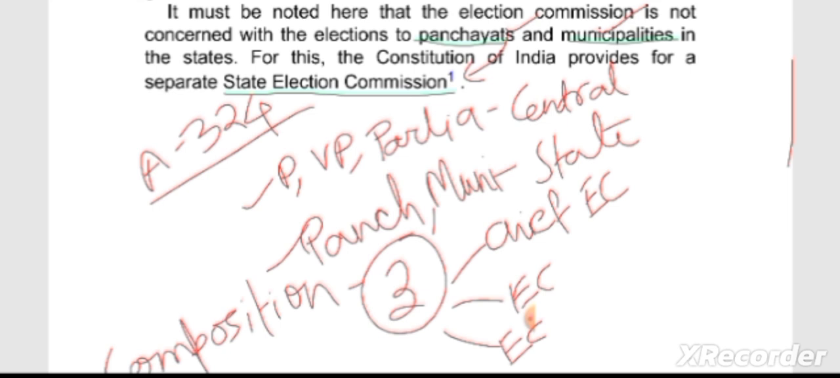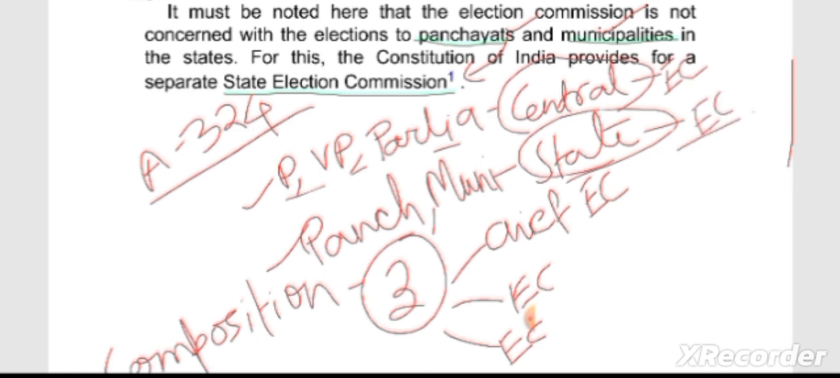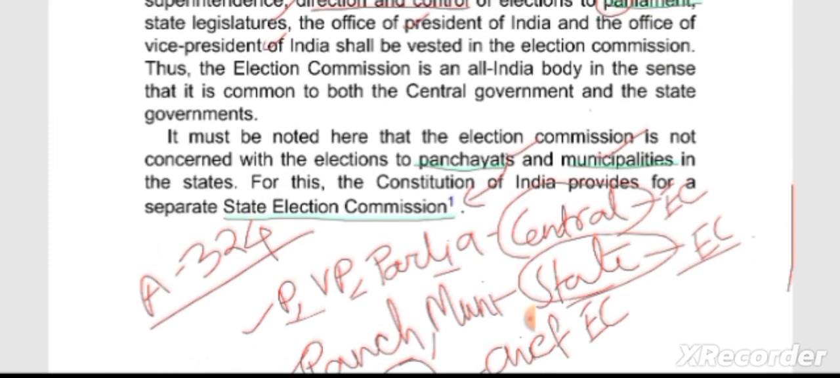To differentiate these, you can write here that there is central and state, so there are two different sections. Why is the Election Commission differentiated into central and state? Because Parliament, Vice President, and President elections are conducted by the Central Election Commission, whereas the State Election Commission handles panchayat and municipality elections.